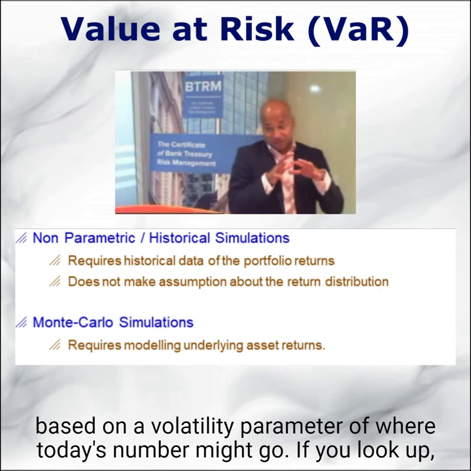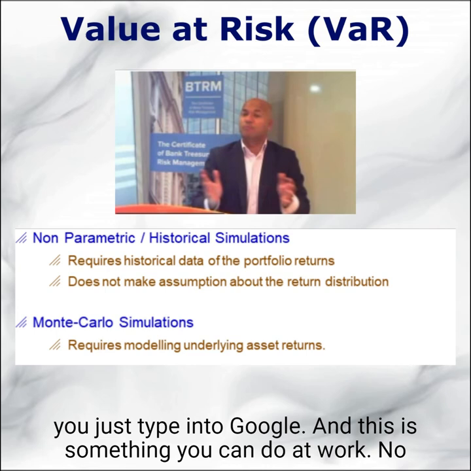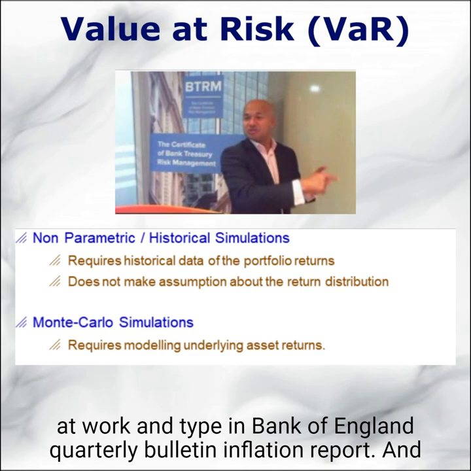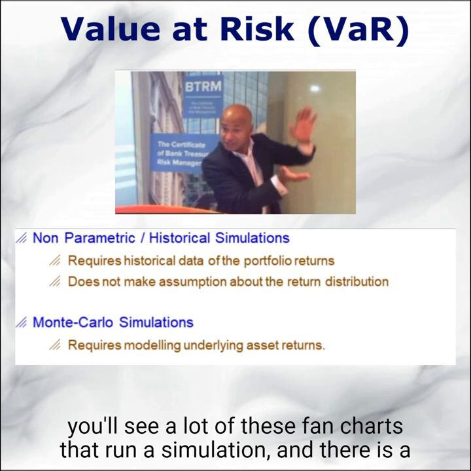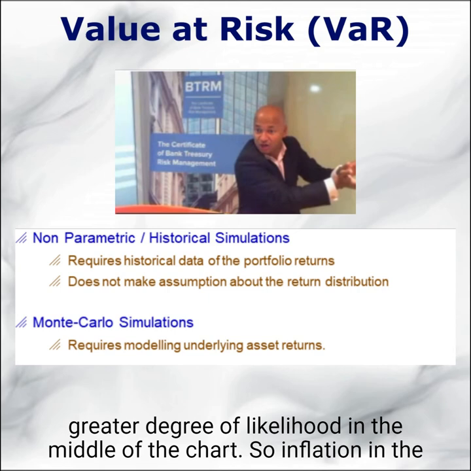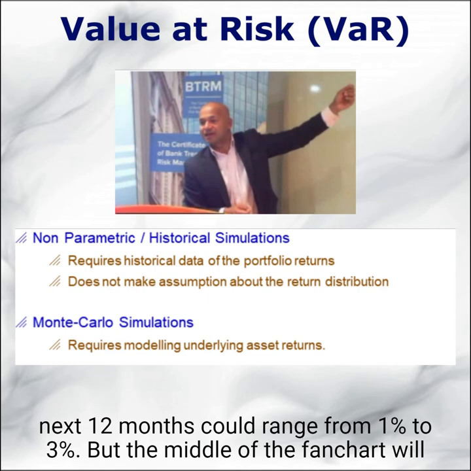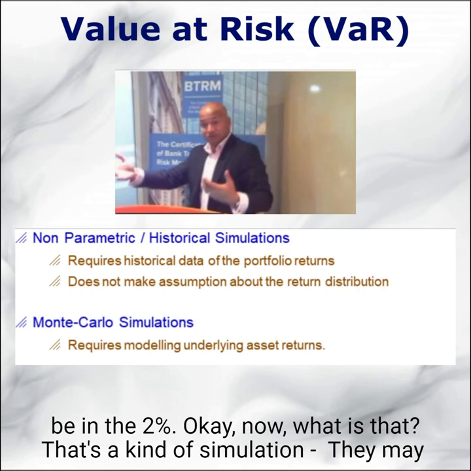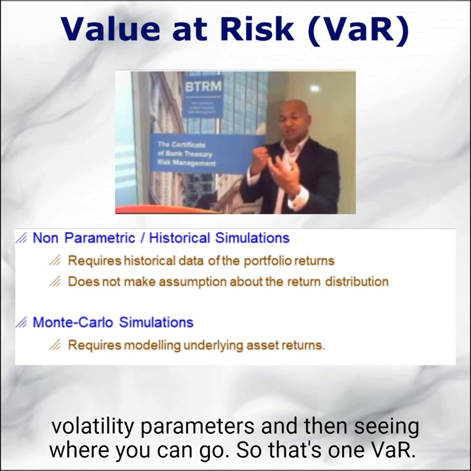If you just type into Google, and this is something you can do at work, no problem. There's no stigma looking this up at work. So go into a search browser at work and type in Bank of England Quarterly Bulletin Inflation Report. And you'll see a lot of these fan charts. They run a simulation, and there is a greater degree of likelihood in the middle of the chart. So inflation in the next 12 months could range from 1% to 3%, but the middle of the fan chart will be around 2%. Now, what is that? That's a kind of simulation. They may even use a Monte Carlo method. It's basically taking a number, putting in volatility parameters, and then seeing where you could go.